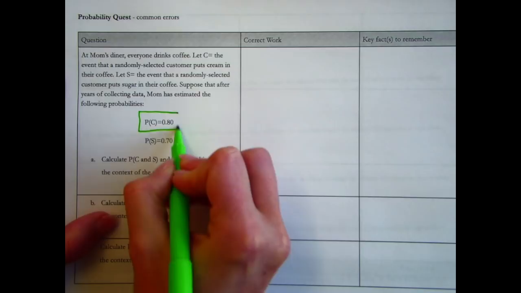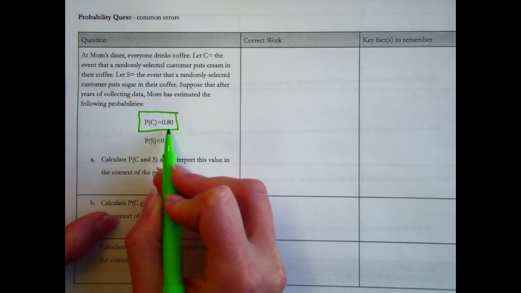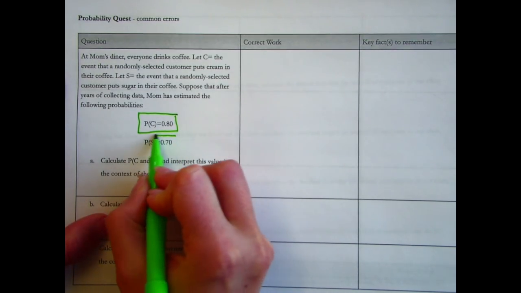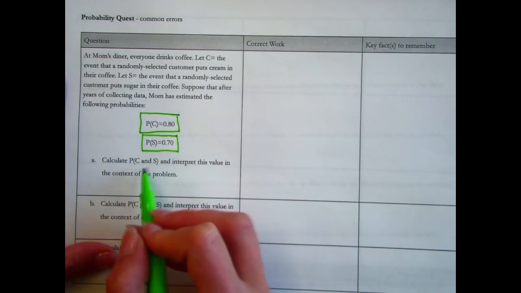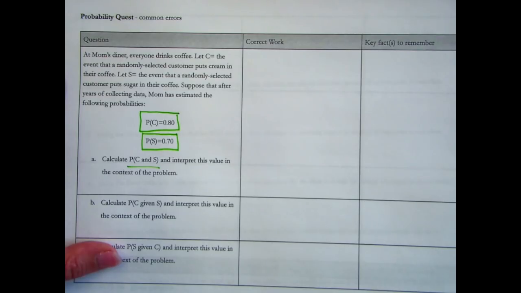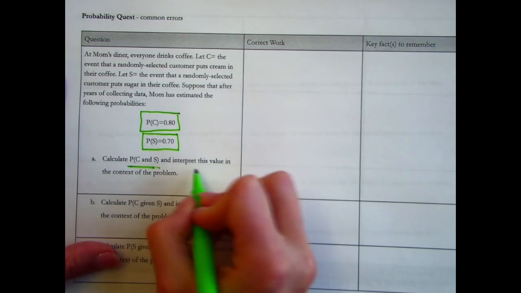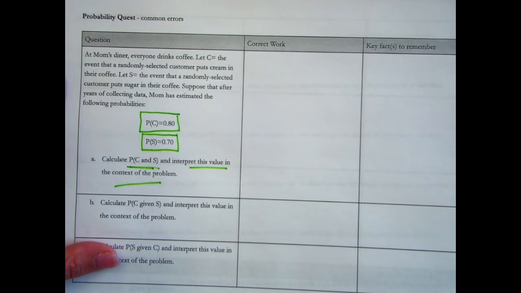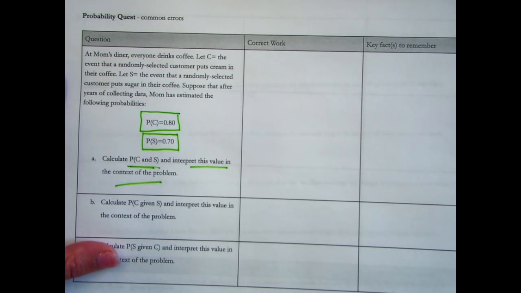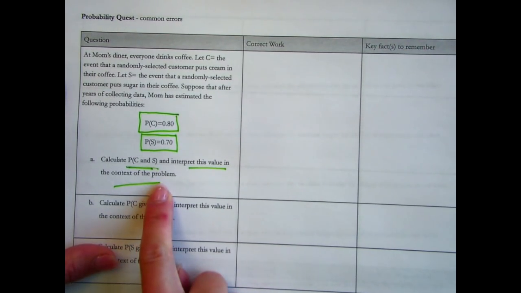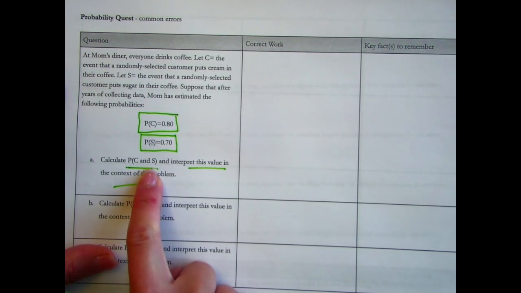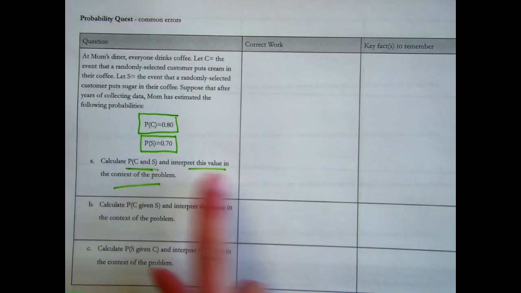So the probability someone puts cream is about 80%. The probability that someone puts sugar is about 70%. And the first thing you're asked is to calculate the probability of C and S, that someone puts cream and sugar, and then to also interpret in context of the problem. I'd say probably the thing we struggled with the most was this last part, interpreting the value in context, so putting it back into a full sentence. So in this video, we'll go over how to do that.